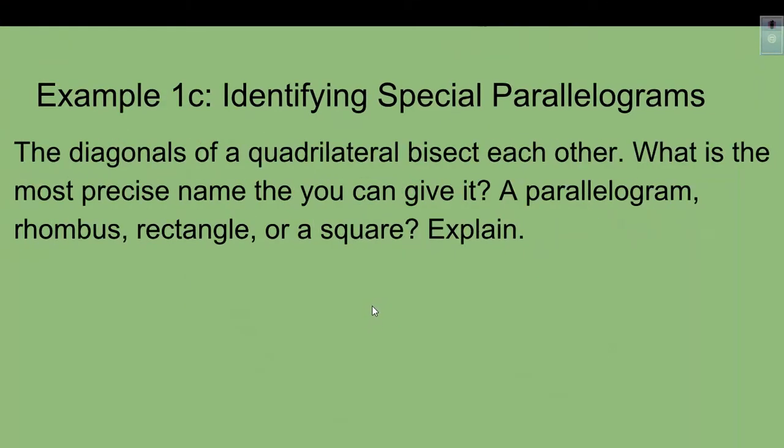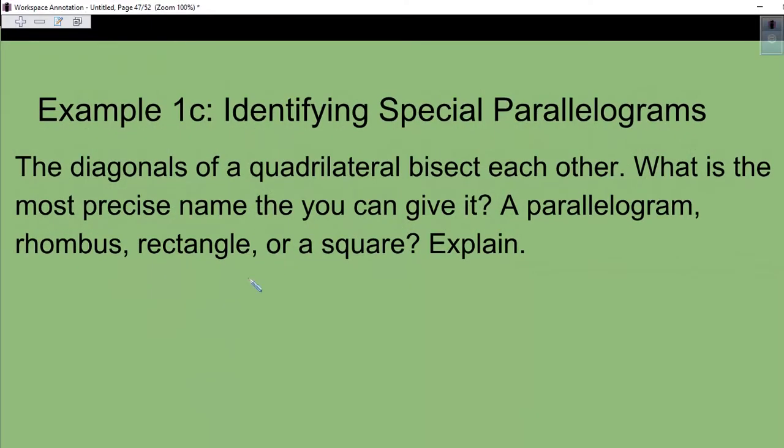All right, let's take a look at the last one. If the diagonals of a quadrilateral bisect each other, what is the most precise name you can give it? Parallelogram, a rhombus, a rectangle, or square? So the diagonals of a quadrilateral bisect each other. If you remember, those are the properties of a parallelogram, so the answer is a parallelogram.